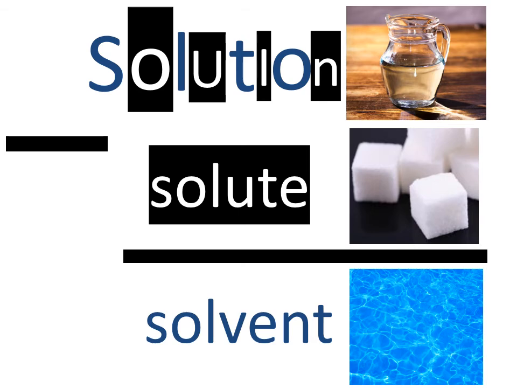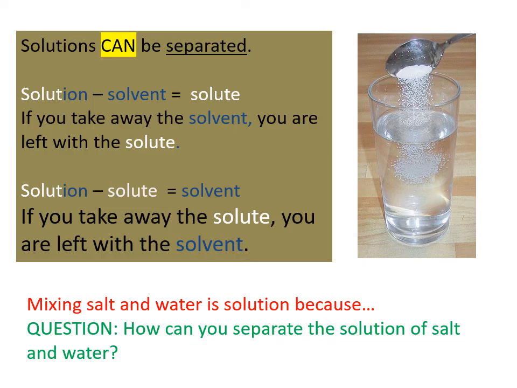If you take out the solute from the solution, then you get the solvent. The other part is the solvent. So we concluded that solutions can be separated. If you take away the solvent, you are left with the solute. If you take away the solute, you are left with the solvent. Mixing salt and water is a solution because... How can you separate the solution of salt and water? What apparatuses did we use to do that?